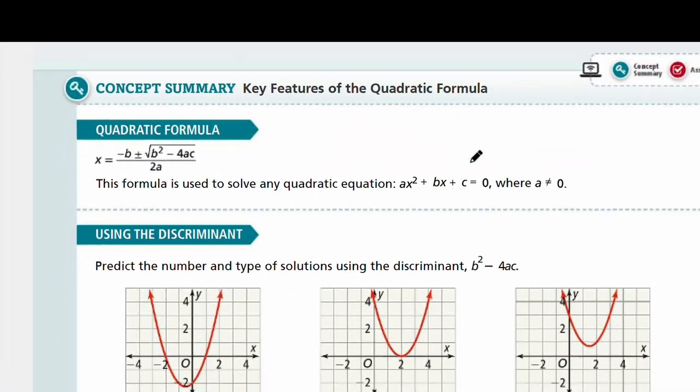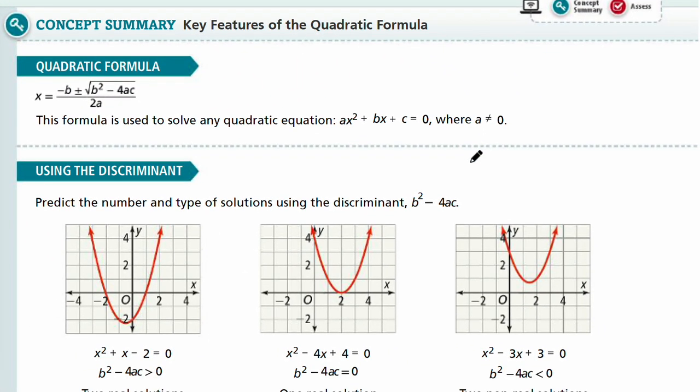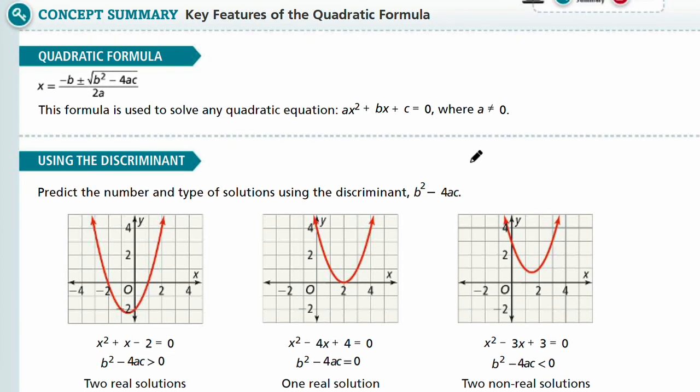So let's wrap up our lesson. So the concept summary of this lesson, key features of the quadratic formula, includes the quadratic formula. So remember that your quadratic formula works in any type of quadratics. So it could give you non-real solutions. So that's why it works all the time. So if your other methods like solving by graphing, factoring by grouping, right? So those methods are great, but if that doesn't work, you need to use a quadratic formula.